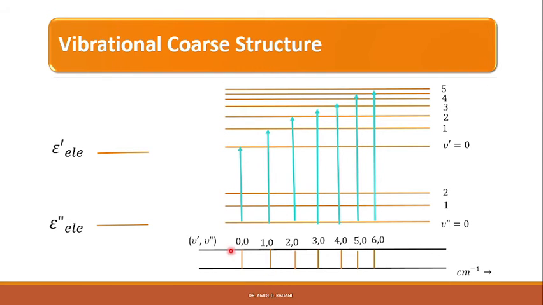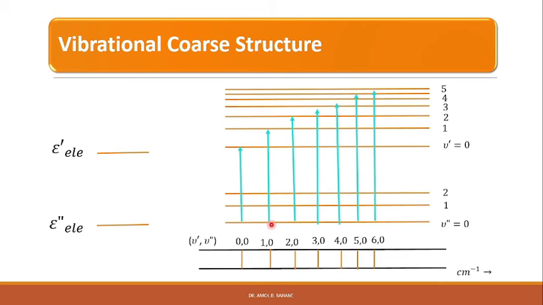In these numbers, the first one is the upper state and the second one is the lower state. So we use 0 0 to mark this transition, that means the nu double prime to nu prime transition. This transition we mark with upper 0 and lower 1.